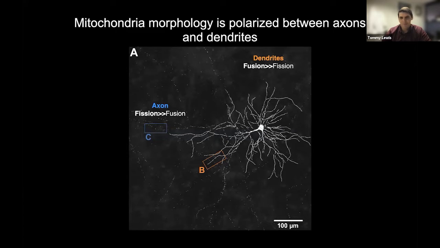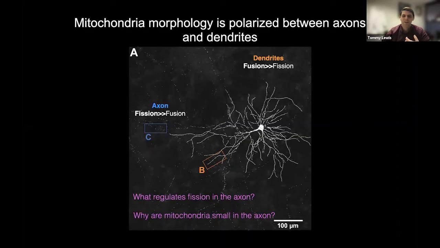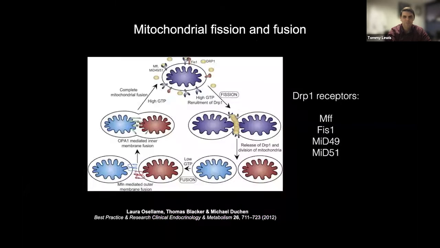So we basically just made a simple hypothesis based on observation, right? These mitochondria in the axon are small, so fission must be occurring more often than fusion to give rise to these small mitochondria, and the opposite must be true in the dendrites. So what regulates this increased fission along the axon? And then can we manipulate that to actually ask the question, why are they small along the axon?